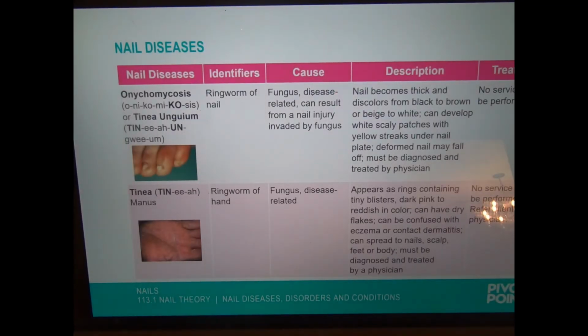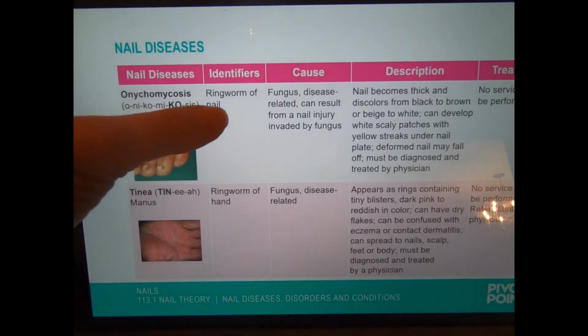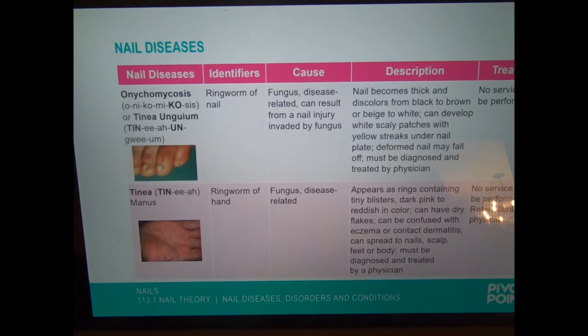Nail diseases. The first one is onychomycosis or tinea unguium, and that's ringworm of the nail. Remember, if we say tinea manus, that's ringworm of the hand. Tinea pedis is of the foot, but tinea unguium is ringworm of the nail.